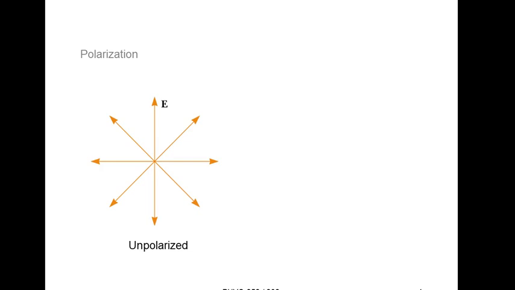So if you want to represent unpolarized light, you could do something like that. Imagine the light is actually coming out of the screen at you. By drawing the arrows like that, you're saying that at this moment, in the plane of the screen, the electric field could have any arbitrary orientation. Okay, so that means unpolarized light.